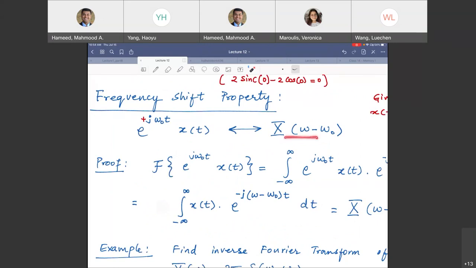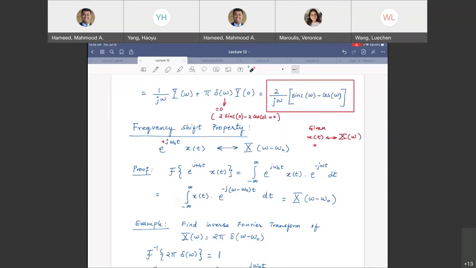So if you do that, then what are you doing in the time domain? You are multiplying with e to the plus j omega naught t. The omega naught over here is the shifted amount in frequency. Also note that there is a plus. Typically you see a minus, right? With the time shift, if this was a minus t, then you would see a minus sign over there, but there's a plus sign in the frequency shift property.